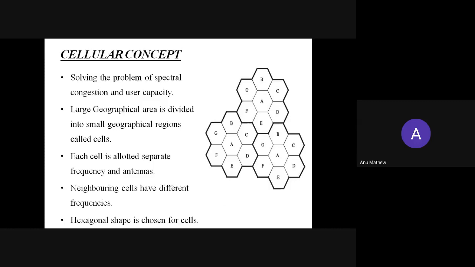So, in the cellular concept, we can reuse the same frequency. This picture represents the cellular concept. Here, the cells are represented by hexagonal shapes and the letters represent different cells. So, the neighboring cells have different frequencies and are located with different antennas. In theoretical concept, the shape of the cell is considered as a hexagon. We will see later why this hexagonal shape is selected.